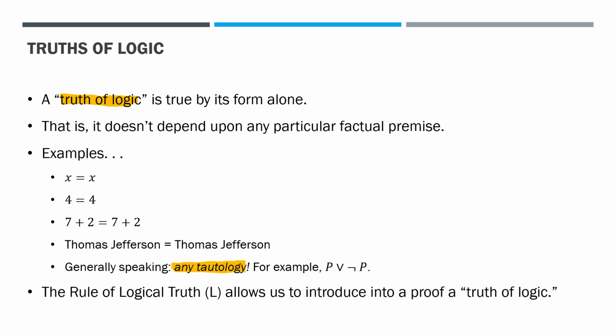Now, the rule of logical truth allows us to introduce into a proof a truth of logic, and we can do that in any line. A truth of logic is a tautology, and because it's a tautology, it's necessarily true, and because it's necessarily true, we can always insert it into any proof.